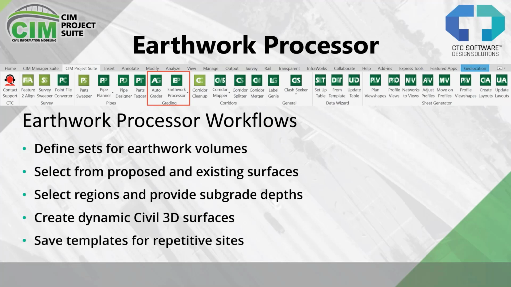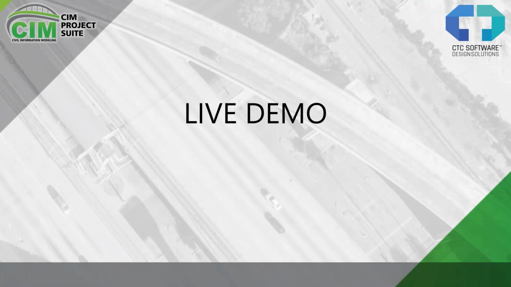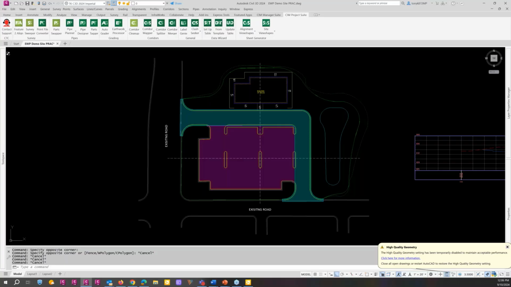So we define sets for earthwork volumes. We'll get to that in the demo. And then we select from proposed and existing surfaces. We select our regions and provide subgrade depths. And then it creates the dynamic Civil 3D surfaces from there. And we can save those templates to be used in other projects. So with that, let's jump into the drawing and show you what we're talking about.